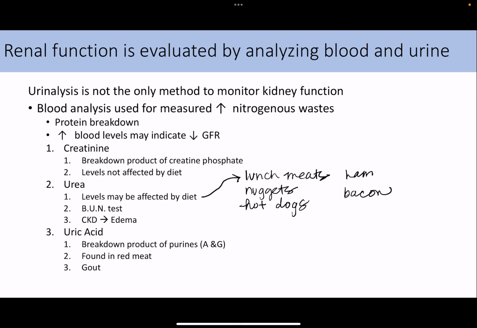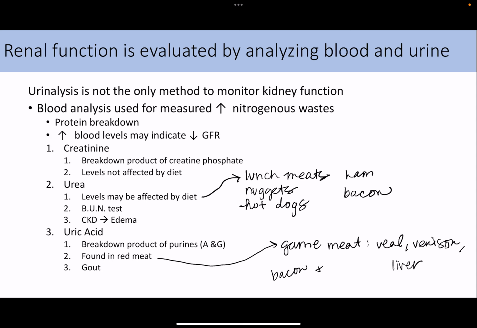Uric acid is a breakdown product of purines, our A and G bases, our A and G nucleotides. When we break those down, we make uric acid. This is found in red meat, and you can find a lot of it in game meat. So if you're a hunter and you eat things like veal or venison, or if you eat organ meat like liver, you'll have higher amounts of uric acid. But bacon and turkey will break down into uric acid as well.